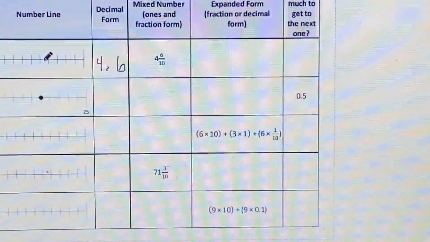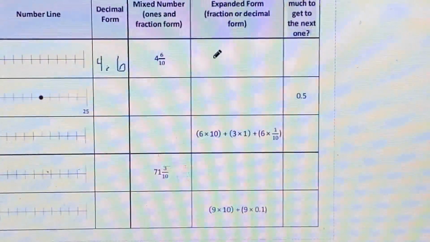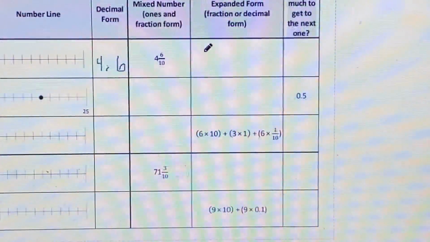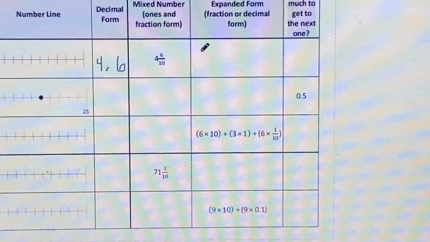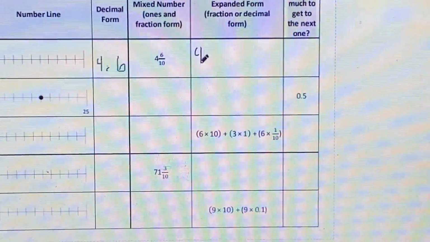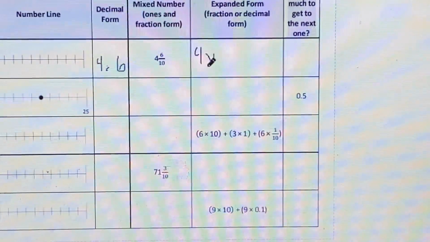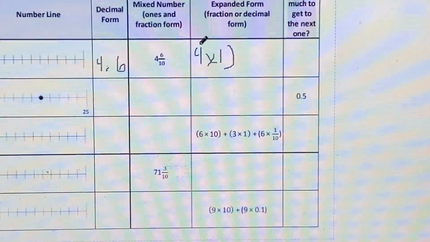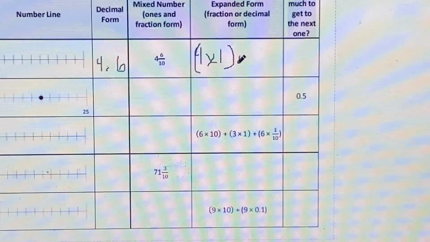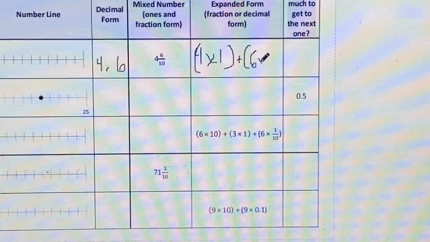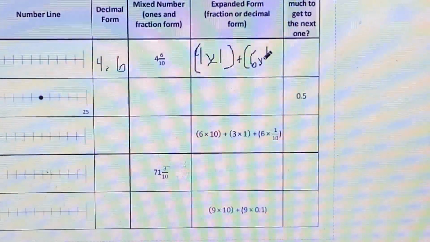Since I didn't know about the number line, I am going to teach you guys. But because I know that this expanded form we've already practiced, I'm going to fill that in, right? We've done a lot of practice with that. 4. Well, it's only ones place, so I know I have to multiply 4 times 1. And the only other unit is the tenths. So I'm going to put that together. 6 times 1/10.